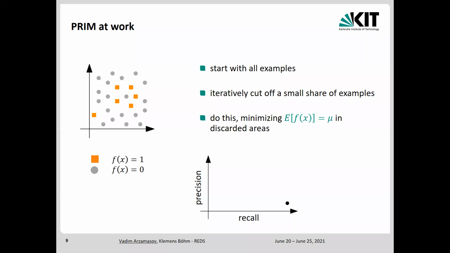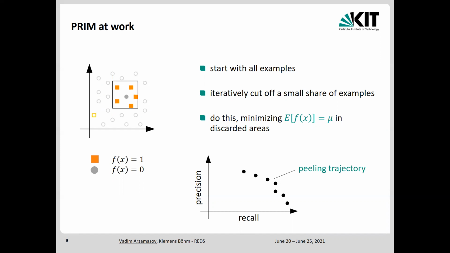I will now show a small animation demonstrating PRIM at work. In the upper left corner, one will see the actions done by PRIM, and in the bottom, I will put the points in the precision-recall space, which correspond to the recall and precision of the points remaining after each PRIM iteration.